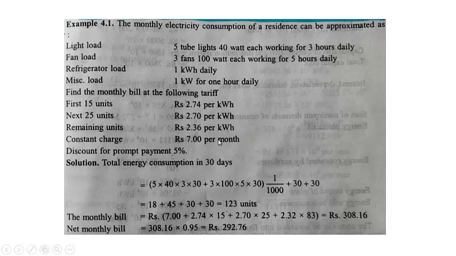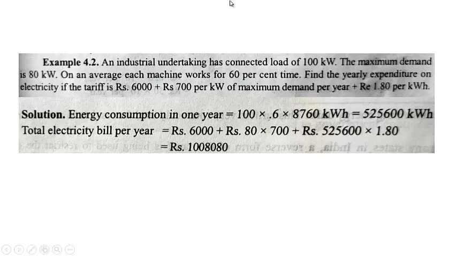It does not charge the customer as per the maximum demand. Now the second one: an industrial undertaking has a connected load of 100 kilowatts. This is the connected load. So the maximum demand is 80 kilowatts. On an average, each machine works for 60% of the time.